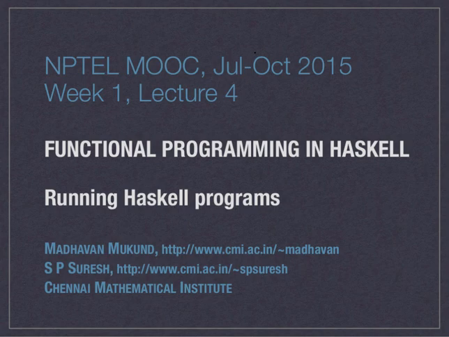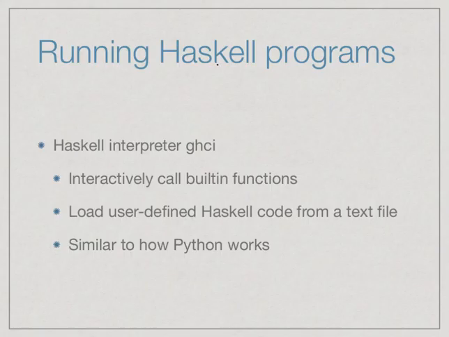Having seen how to write Haskell programs, let us now look at how to run them on the computer. The easiest way to run a Haskell program is to use the Haskell interpreter GHCI. Using GHCI will be very familiar to people who have used languages like Python. So GHCI is an interpreter. You load GHCI and then you can interact with it.